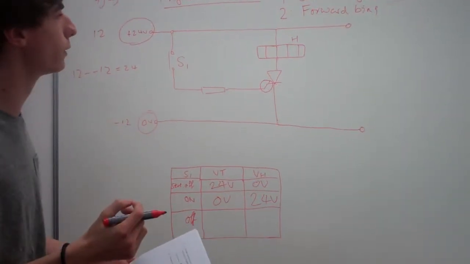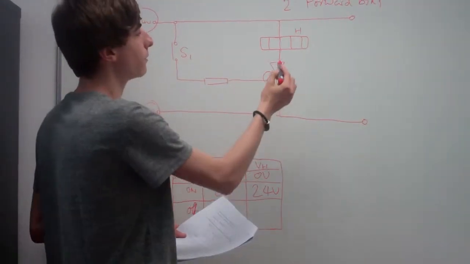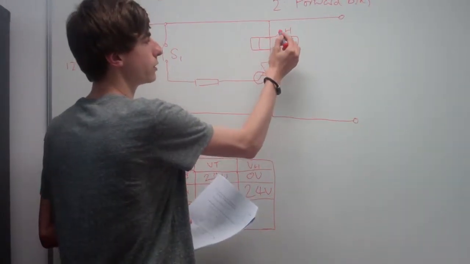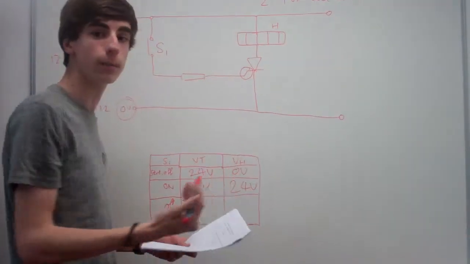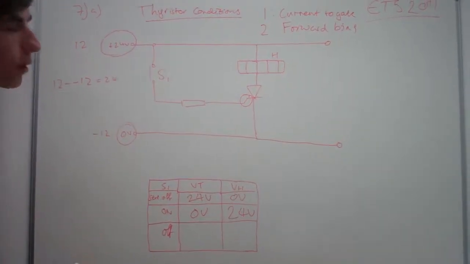So try not to get confused that current to the gate means that there will be voltage. It doesn't. Current to the gate means that this will conduct and there will be voltage across here of 24 volts, meaning the heater's on. It then says switched off again.